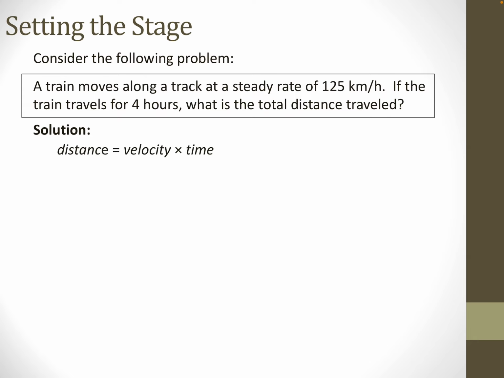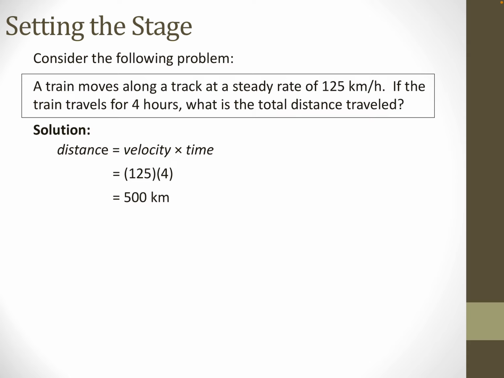You might not even need a little equation. I'll do it with an equation just to get the physics involved here. But distance is velocity times time. So we take the velocity of 125 kilometers an hour and we multiply it by 4 hours. And we get 500 kilometers. It doesn't take much physics to stick with that example.